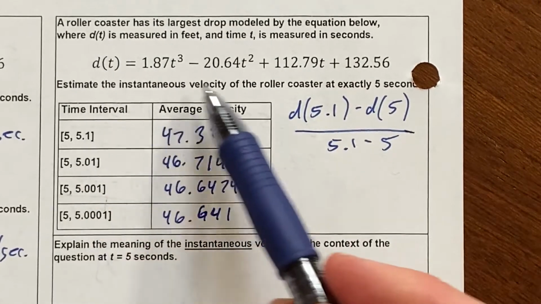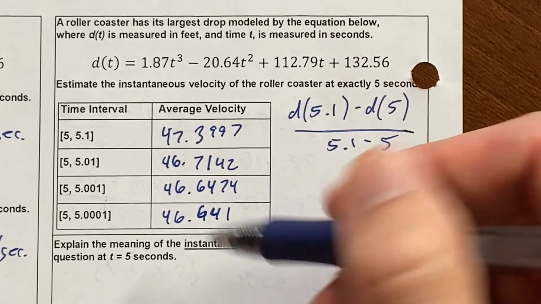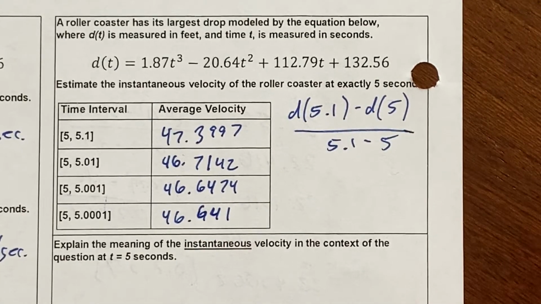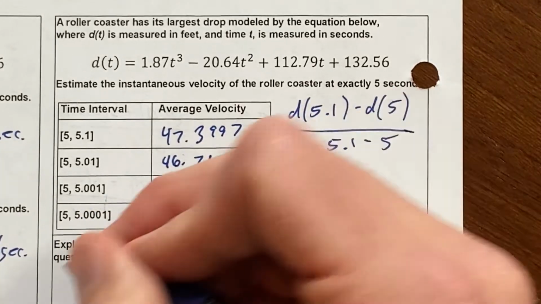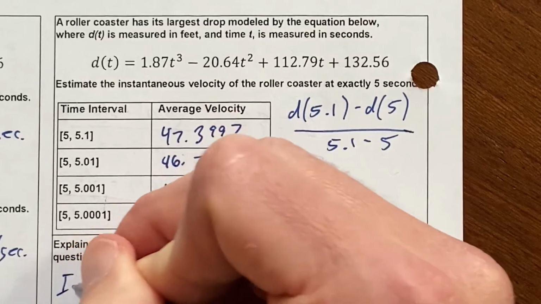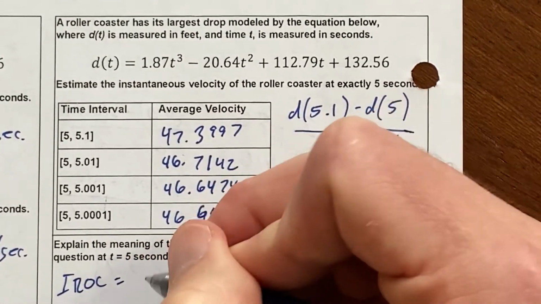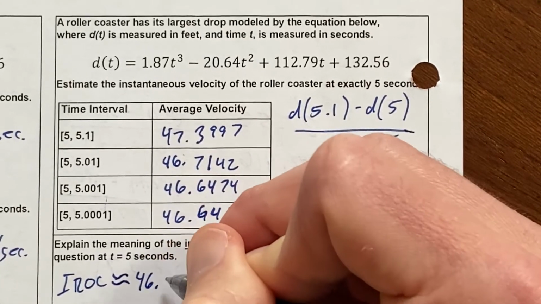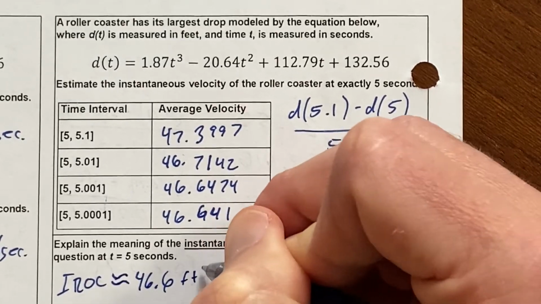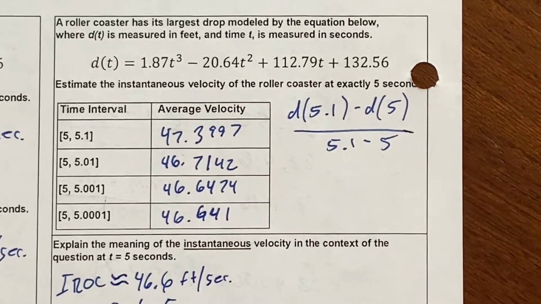So if we're going to estimate the instantaneous velocity, I'm going to say that the instantaneous velocity is getting really, really close to what? 46.6, maybe 46.4. So let's say instantaneous rate of change or instantaneous velocity is going to equal, let's say about, what do you say? 46.6 feet per second at time equal to 5.